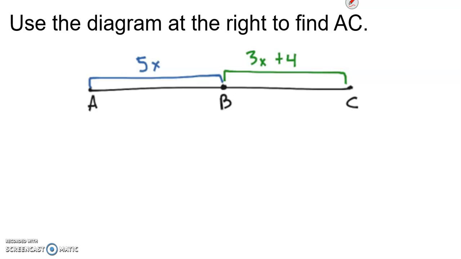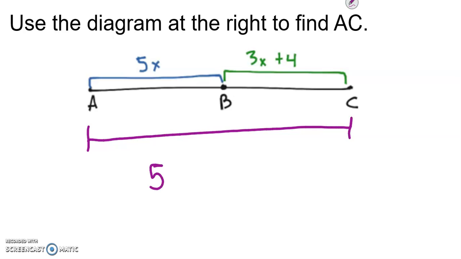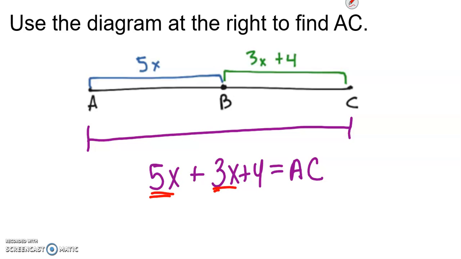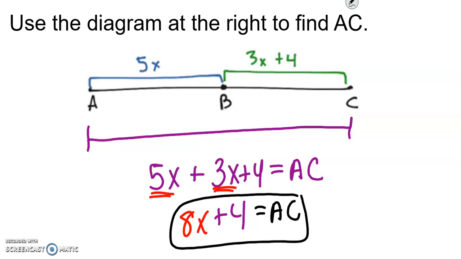So again, use the diagram to find AC. So I want the total length from A to C, which means that I have to add the first part, AB, to the second part, BC, and that's going to give me the total length of AC. So we're going to combine like terms. 5x plus 3x gives me 8x, plus 4 equals AC.